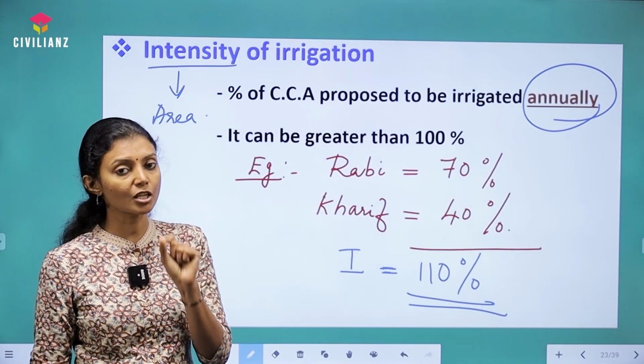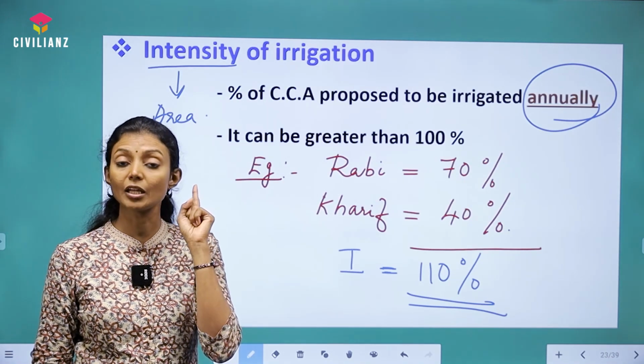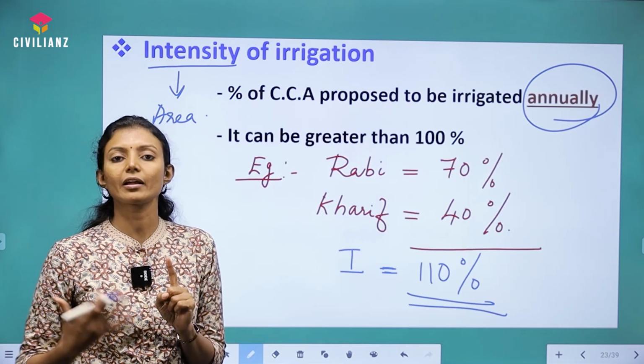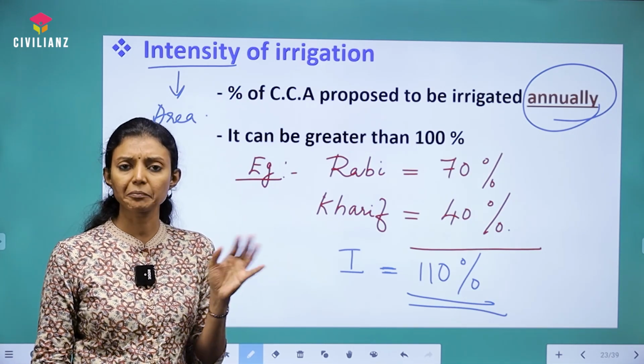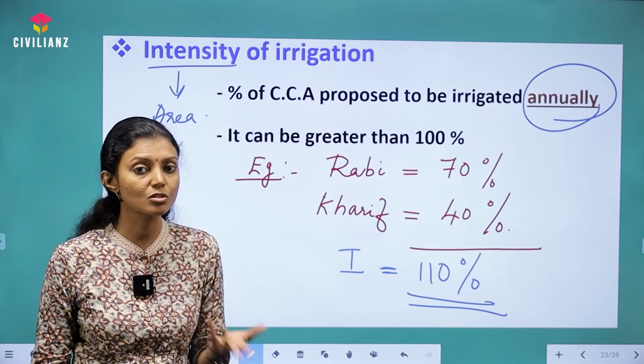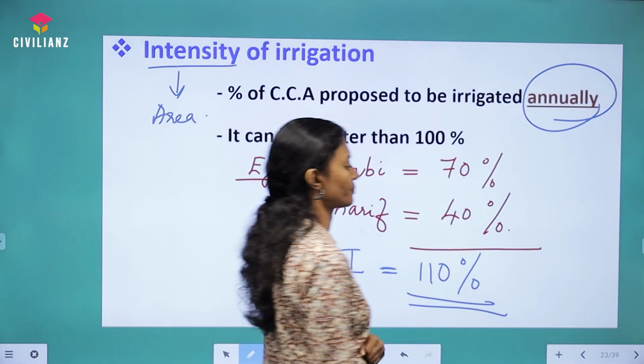So that word is very important. It is the percentage of CCA irrigated in 1 year, and that is why it can be greater than 100%. Such points can be asked in true or false statement questions also. So please be careful.